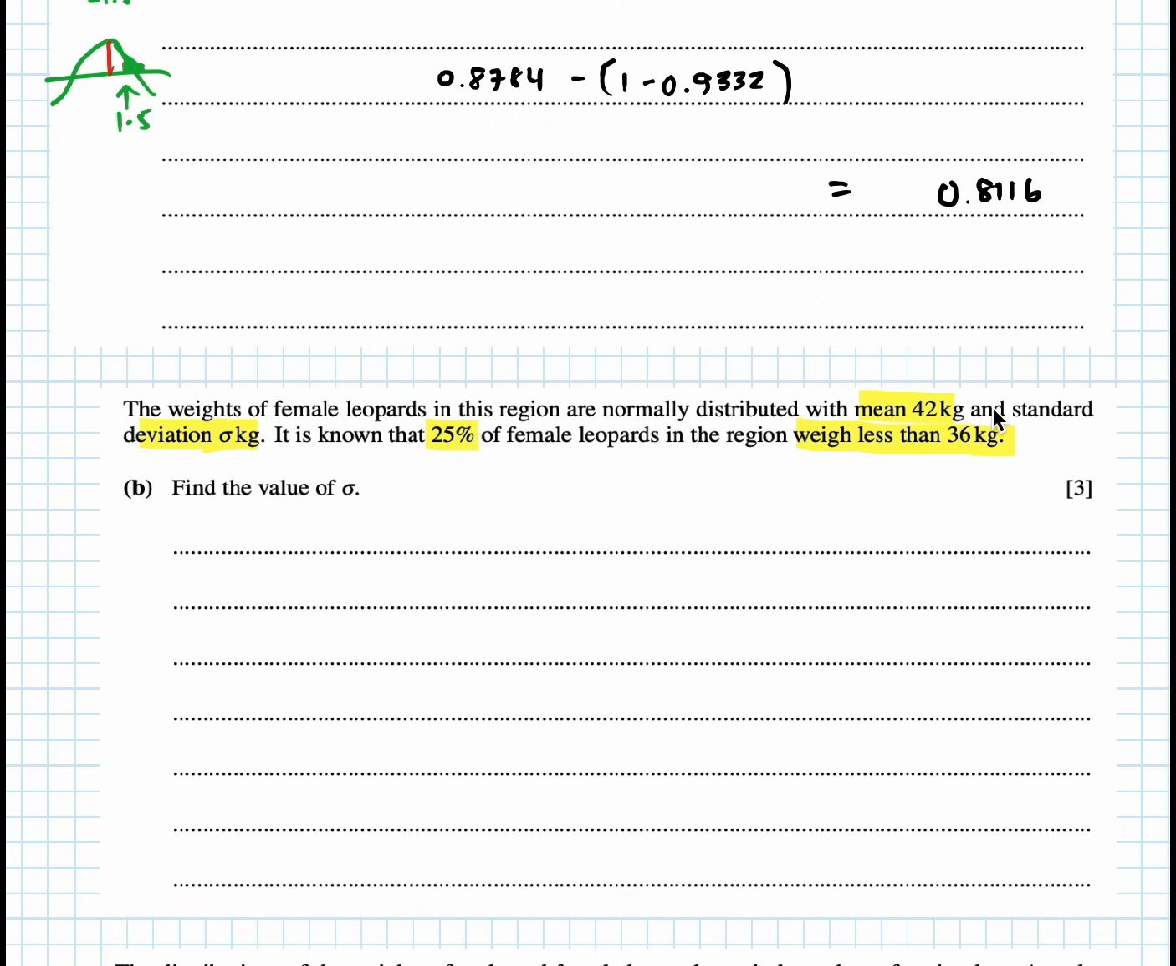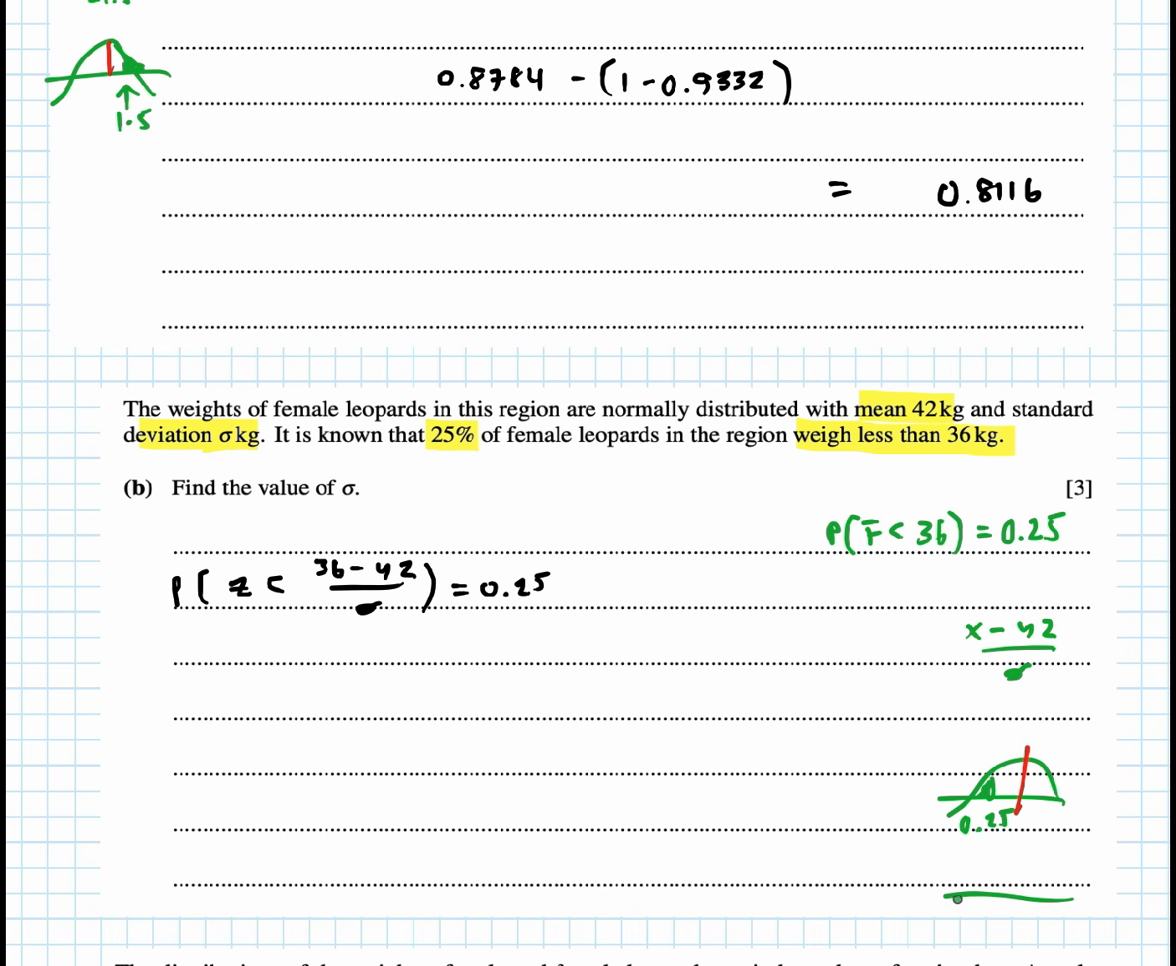Okay, males to females. 25% of females were less than 36. Okay, let's put that down. And we can solve that. So we have 36 minus 42 all over a standard deviation we have to find. And the whole total is equal to 0.25. So let's put that together. And it will help you also to draw, again, a sketch. Because when you look at it, 0.25, and we're looking at less than. So we're going to say 0.75 is equal to what we actually achieved there.